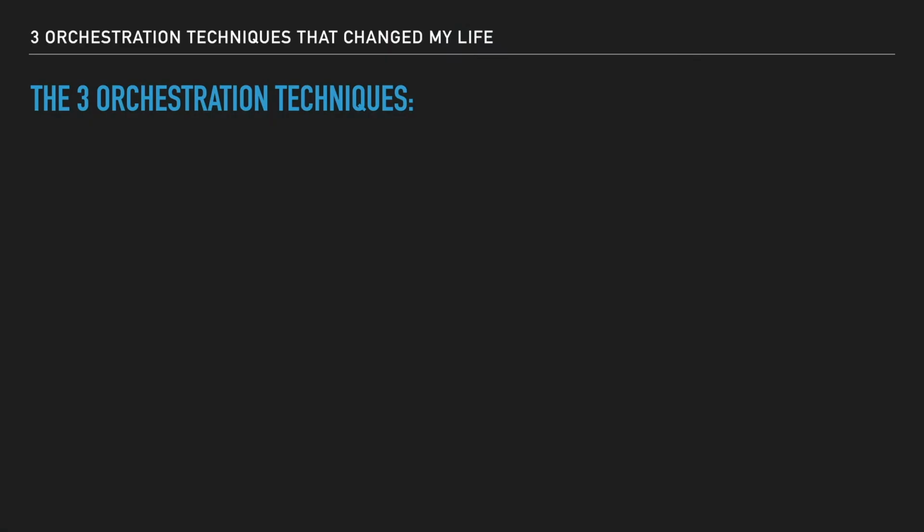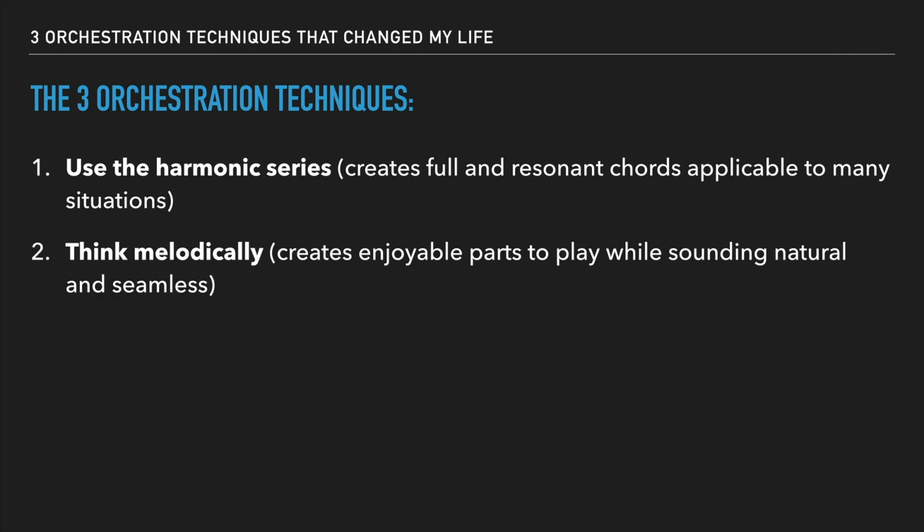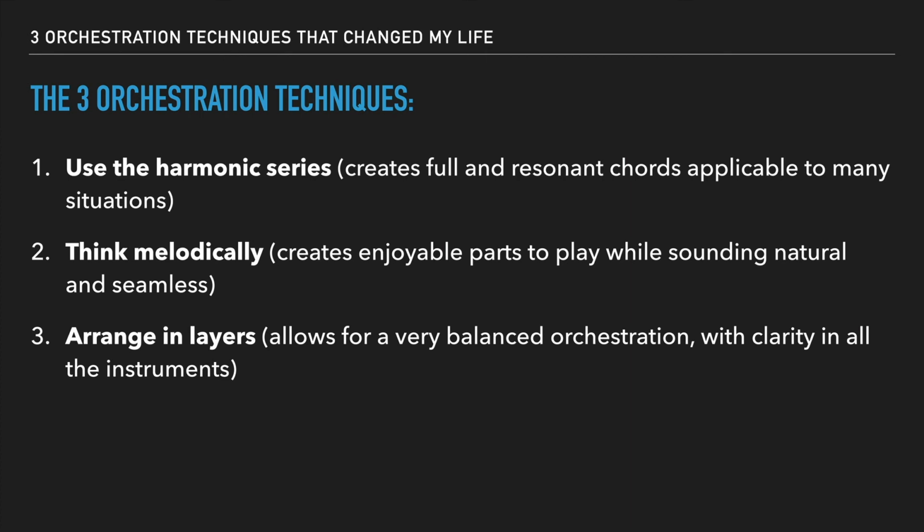All right, so let's really quickly recap the three orchestration techniques. Number one is to use the harmonic series, which helps us create full and resonant chords. Again, wider intervals at the bottom, and then you can go narrower at the top. Number two is to think melodically, creating enjoyable parts to play while making it sound natural and seamless. And finally, arranging in layers, which allows for a very balanced orchestration with clarity in all the instruments.